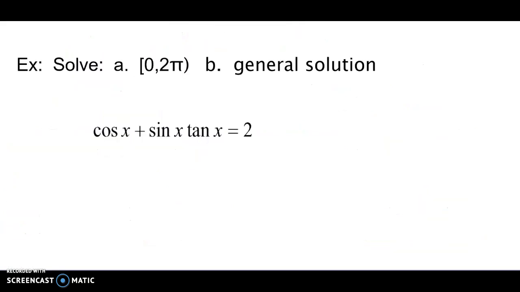Final example. All right, so let's have you guys try this one. Again, I would do some simplification here. That's a big word, simplification. Maybe try to simplify. I have cosine, sine, and tangent. So let's see what you guys can do. Okay, go ahead, put me on pause.